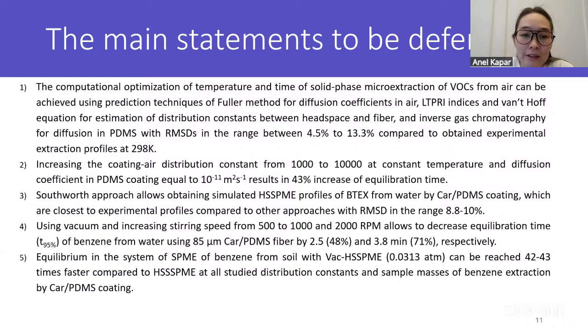Second, increasing the coating-air distribution constant from 1000 to 10,000 at constant temperature and diffusion coefficient in PDMS coating equal to 10^-11 results in a 43-fold increase of equilibration time.